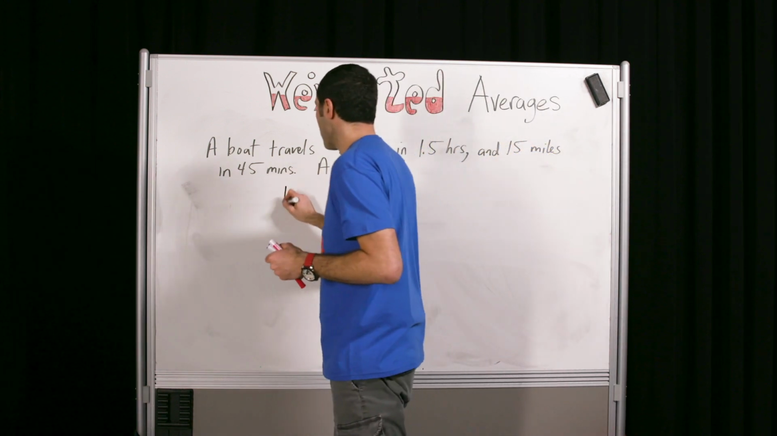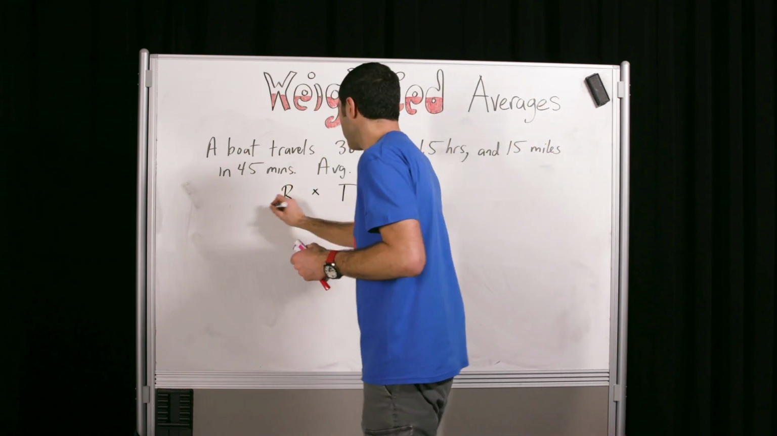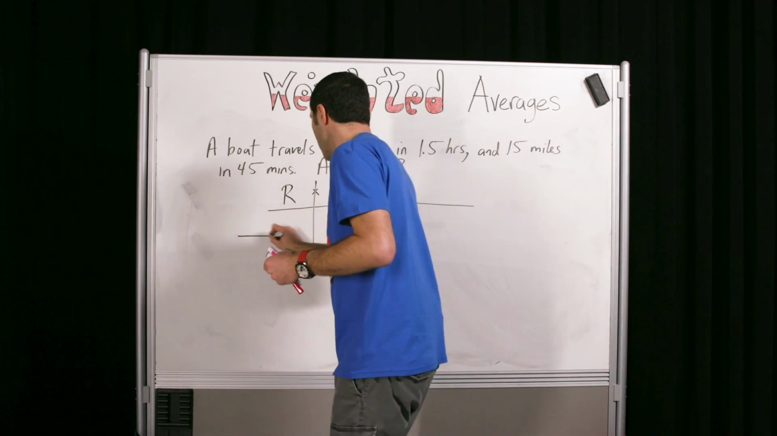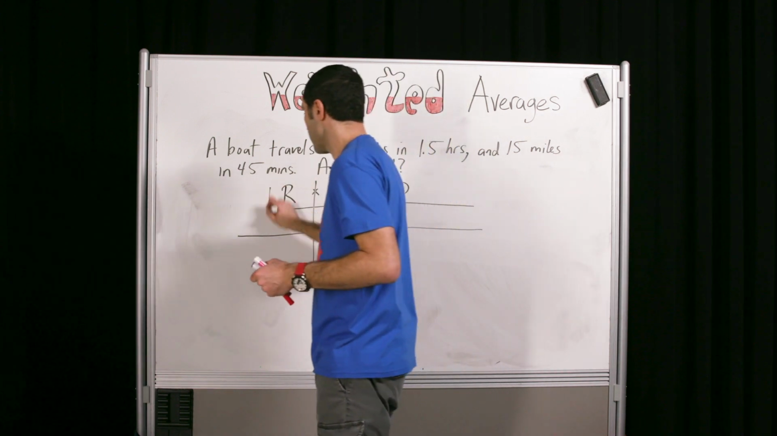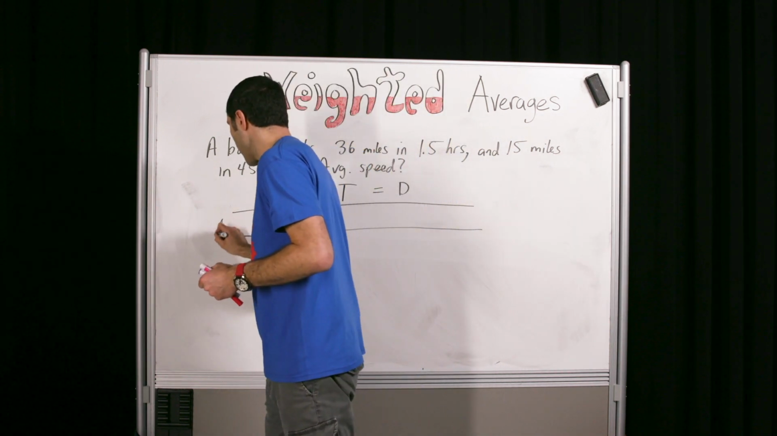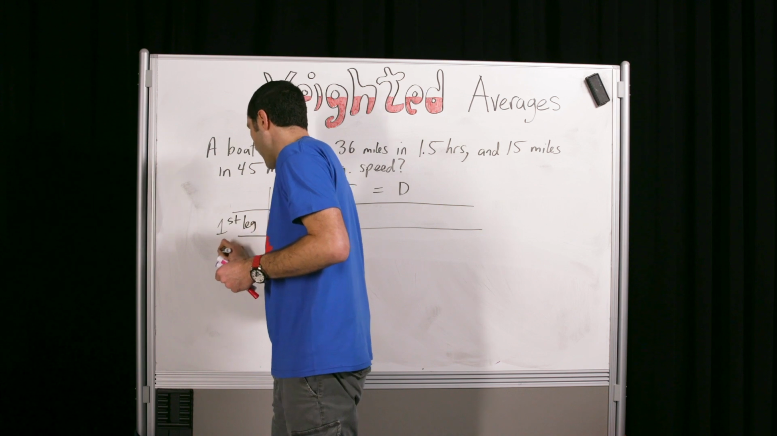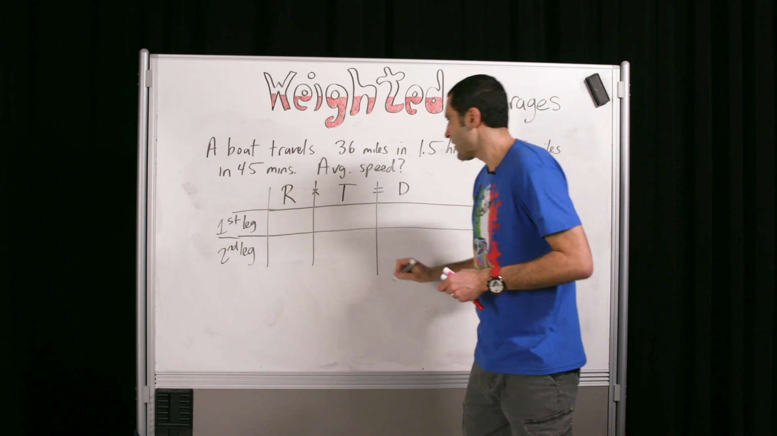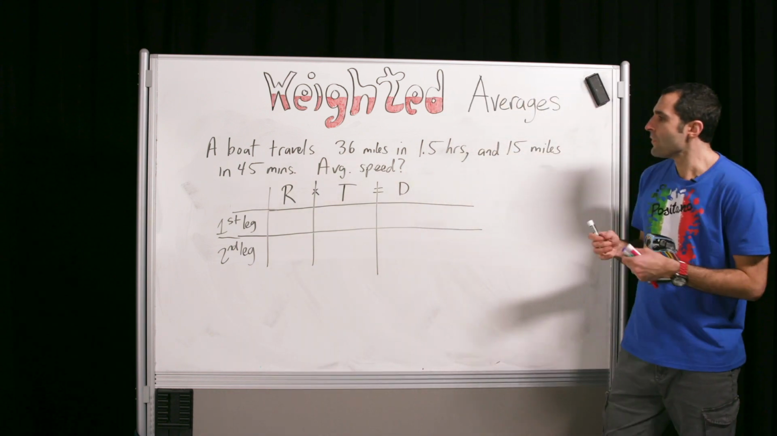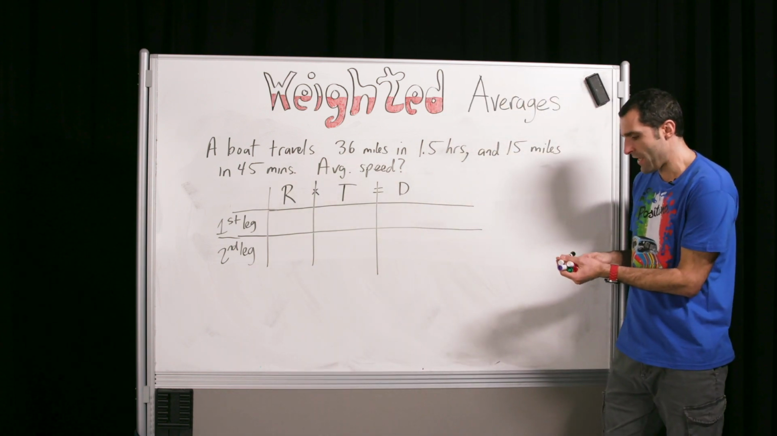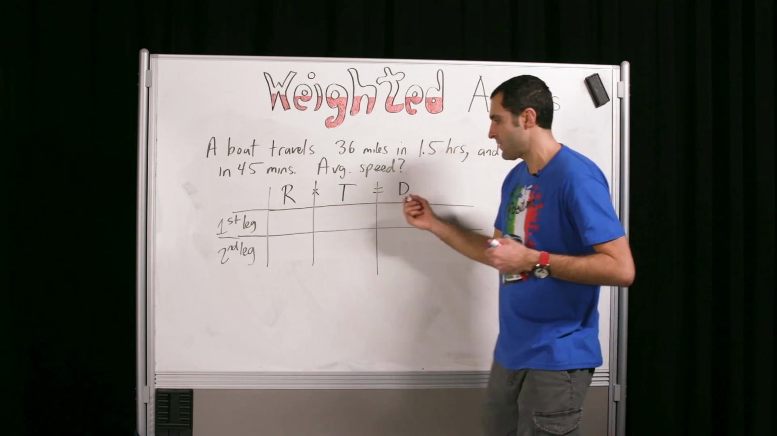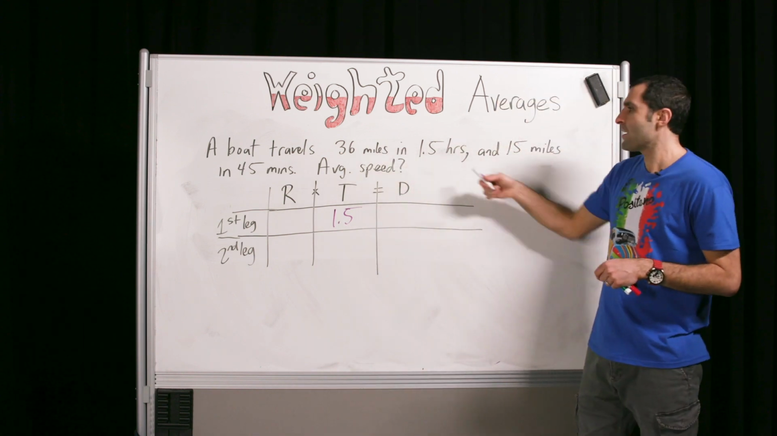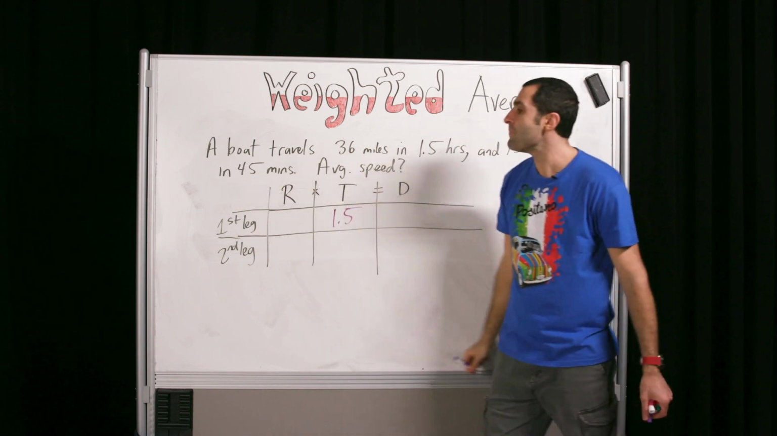So here we go. Rate times time equals distance. All right, so we could say first leg, second leg of the journey. Okay, what do we know? We know the time in the first leg is 1.5. It's kind of fun. You just fill in what you know, and then it'll open up. We know the time over here, 45 minutes.